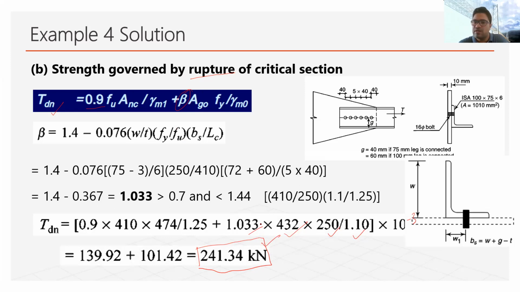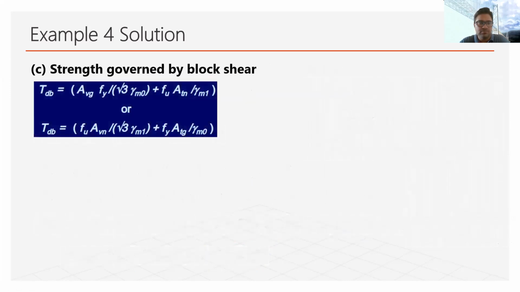Now we are required to find out the third strength, I mean the strength of tension member in the third aspect, which is the block shear. Now we will see how we can find out the strength in block shear. We know that block shear strength is governed by these two formulas. I am calling this TDB1 and this TDB2. In this, we have to find out some terms like AVG, AVN, ATN, and ATG. All these four terms are unknown, so we are required to find them. All other terms are already given.